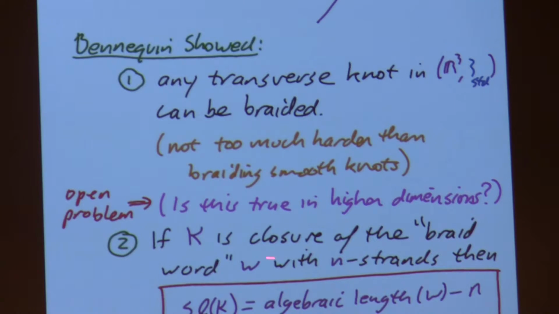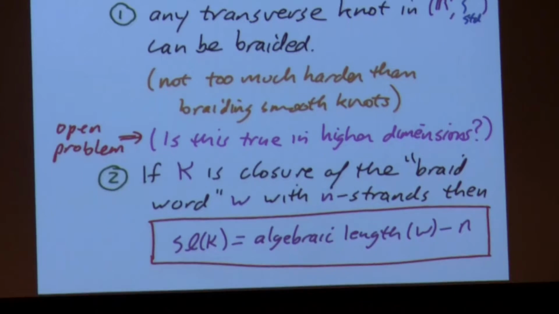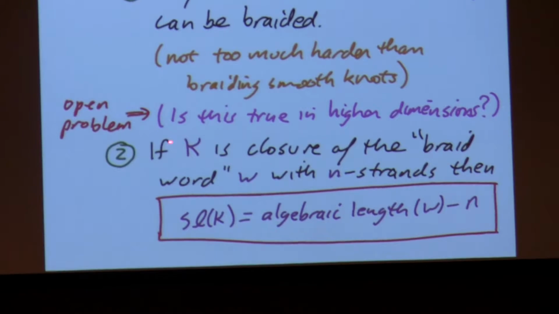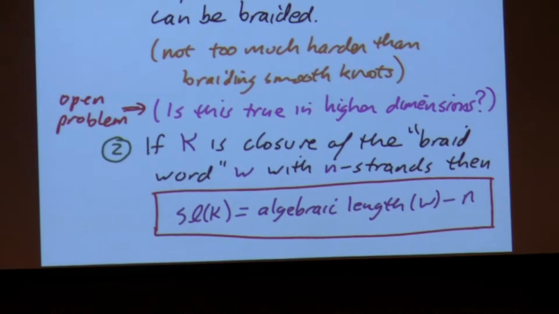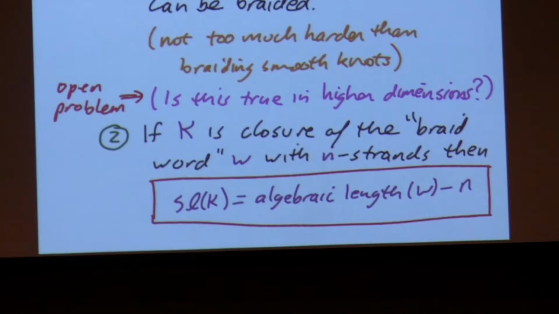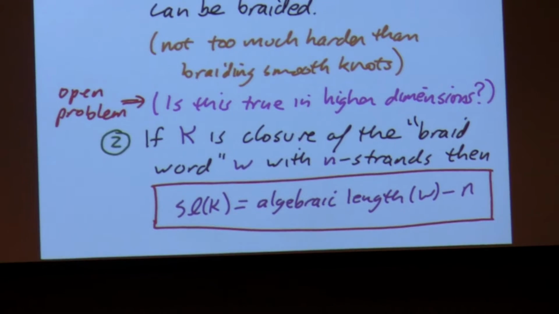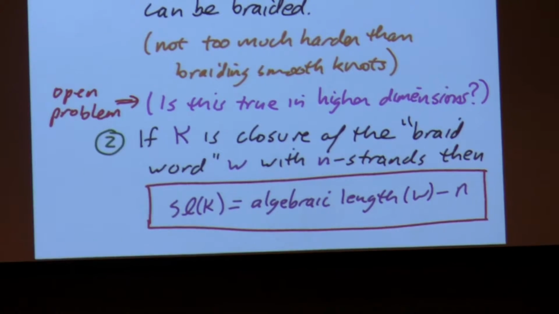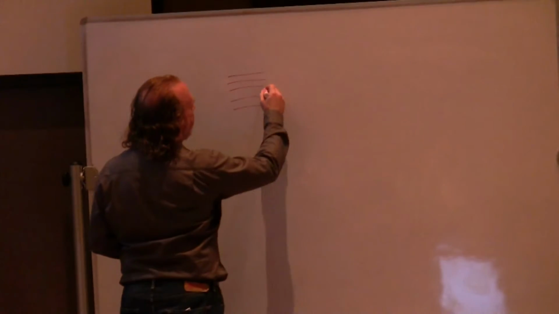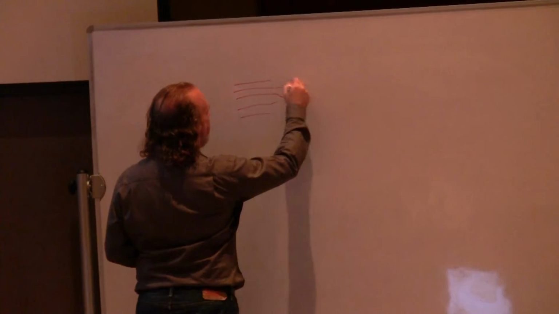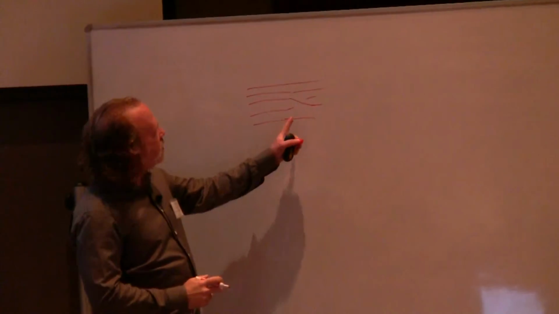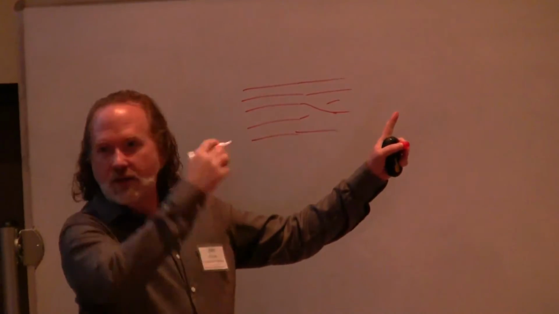So the second thing that Bennequin proved, which is also quite simple, a very easy computation, is this: if you have a transverse knot written as the closure of a braid word, so a braid word just means, you see these just simple little crossings. Actually, I have a board here. So if you have an n-strand braid, you have this very simple one where you just have this one crossing, and every braid can just be a concatenation of these, and then you close them up, right?